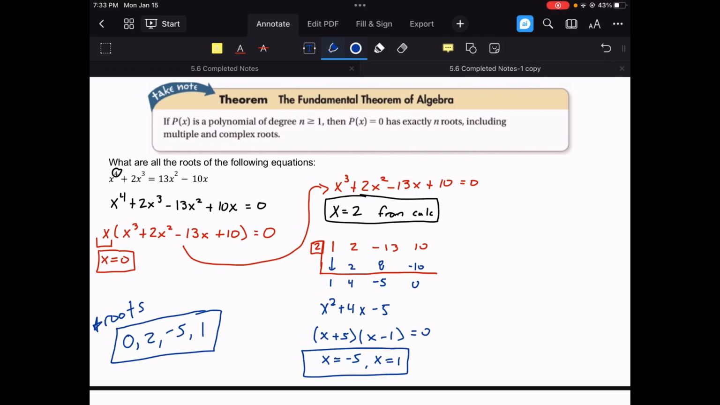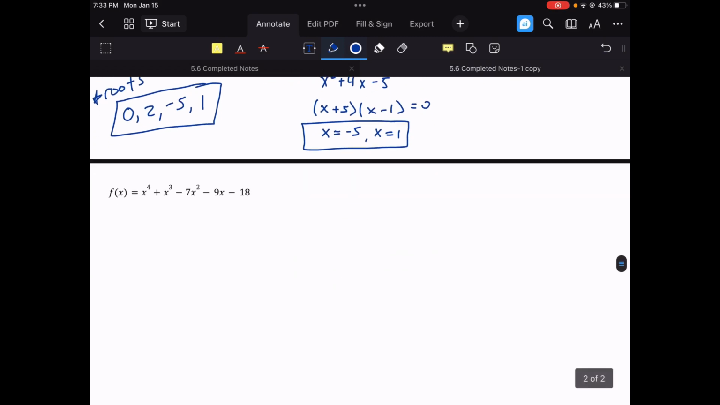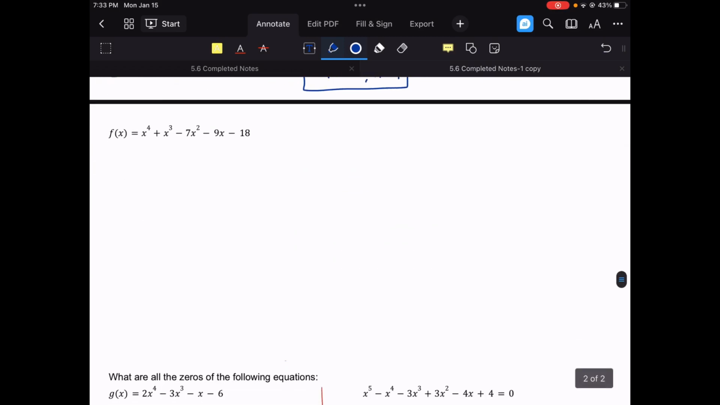Alright, so that's just one type of problem, but let's look at some other types of problems that we could see. Alright, so in the next one, we've got f of x equals x to the 4th plus x cubed minus 7x squared minus 9x minus 18. Notice that this polynomial is a 4th degree polynomial. So in order for us to find all the possible roots, if they're all rational, they're all going to show up in the calculator. But if they're not, then we're going to have to at least find 2 rational roots in order to bring this down to a quadratic, so we could try solving it with one of our other methods, like the quadratic formula.